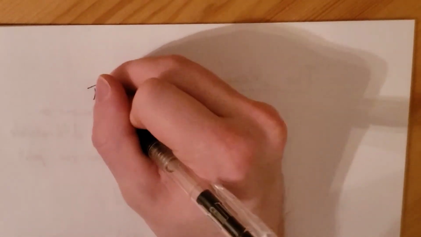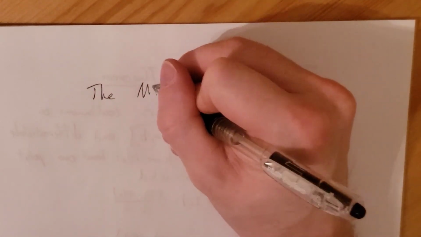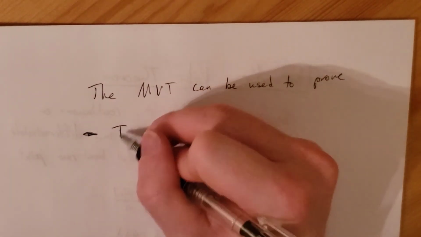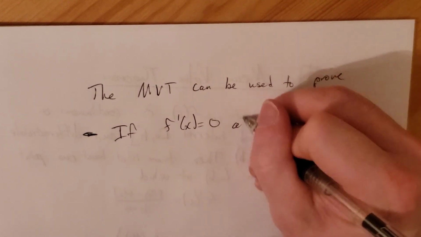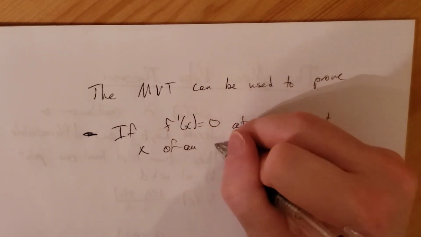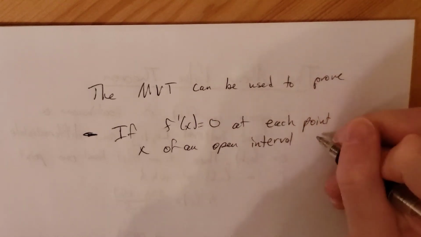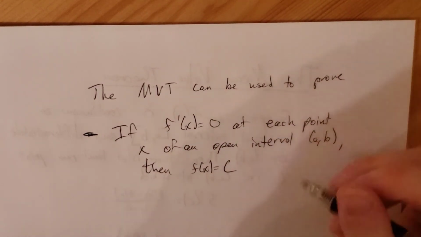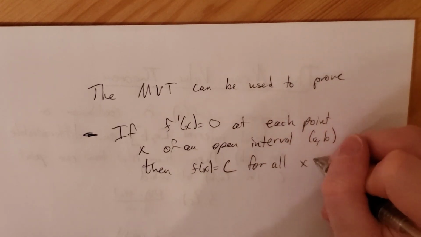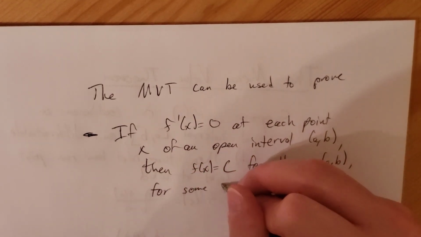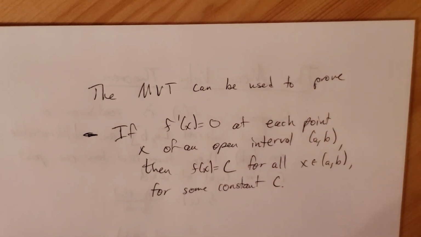Now, what can we do? I'm going to, again, leave out the proofs, but the mean value theorem can be used to prove the following 2 statements. The first statement is that if f prime of x is equal to 0 at each point x of an open interval a to b, then f of x is equal to c, some constant c, for all x in the open interval a to b. And again, I said this in words, but I'll write it down, for some constant c. Okay.